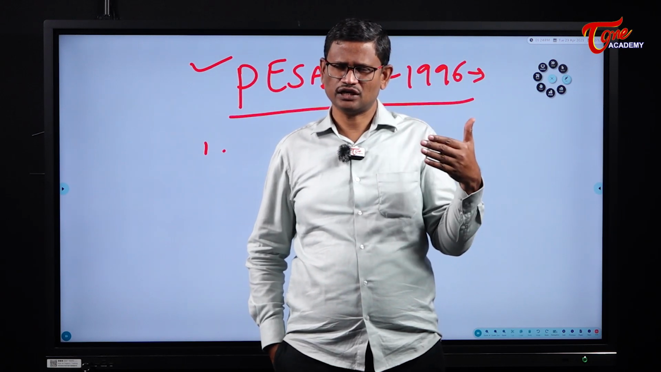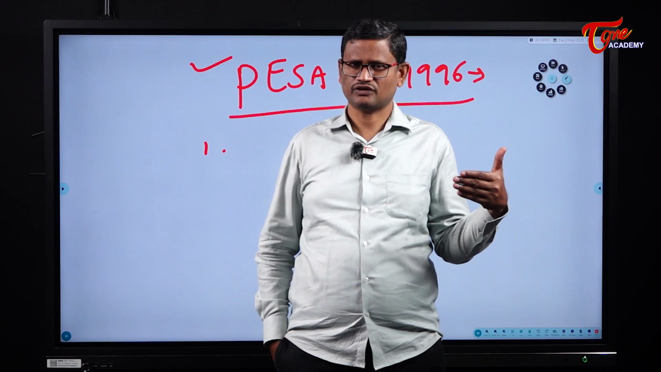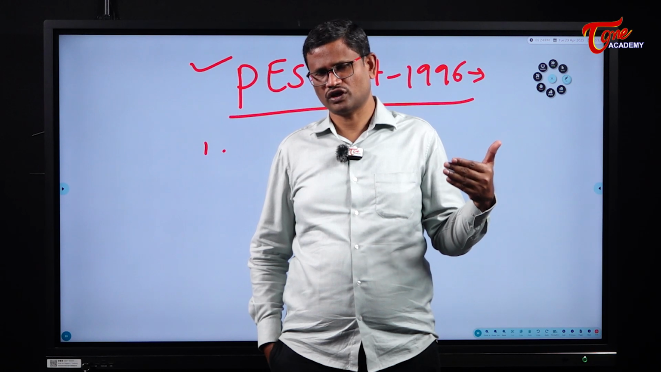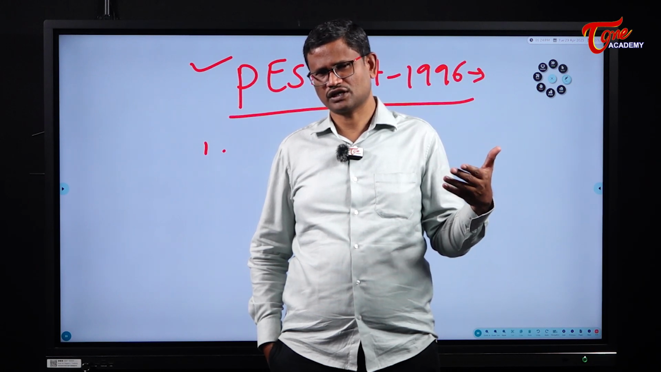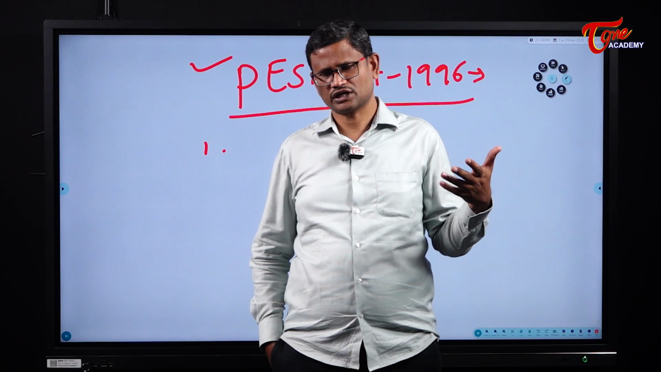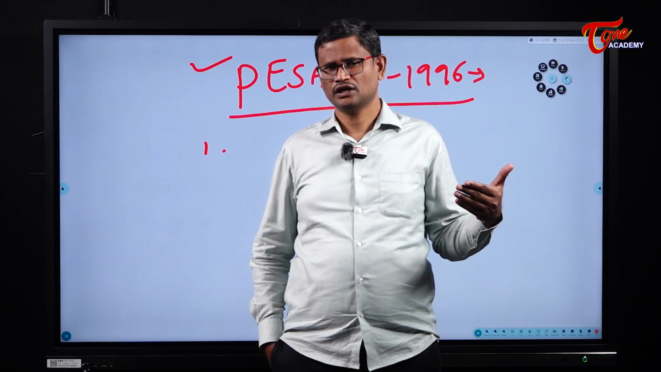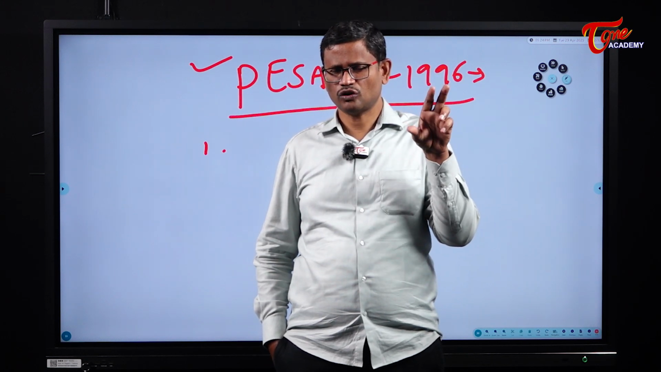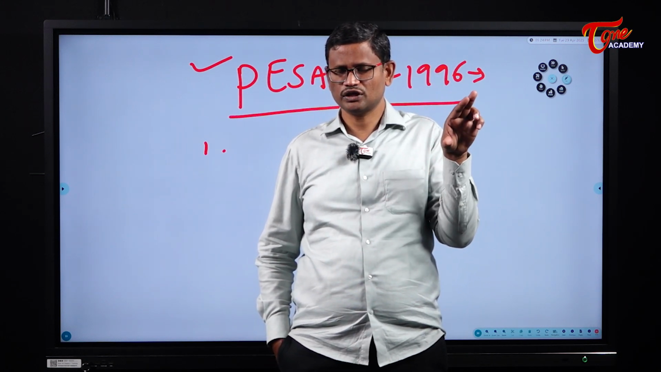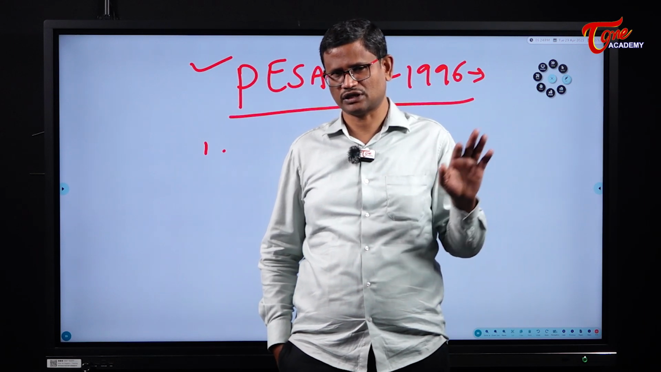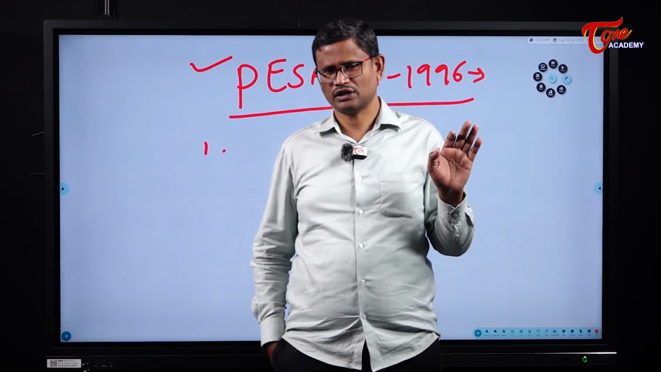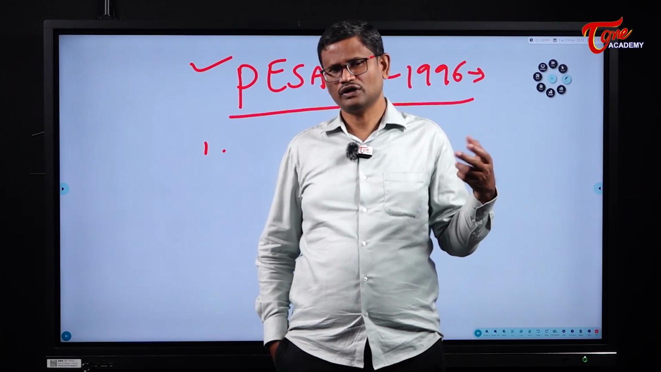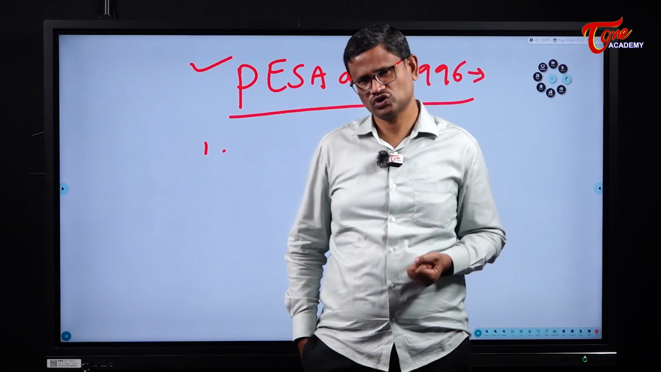And there are certain central laws which are in conflict with PESA. For example, the PESA Act recognizes ownership of the Gram Sabha over minor forest produce. But the Indian Forest Act 1927 and the Wildlife Protection Act 1972 don't recognize the ownership of the Gram Sabha over minor forest produce. So, these laws should have been amended to keep them in harmony with the PESA Act. But these laws were not amended. As a result, the PESA Act could not give anything substantial to the tribals in the 5th schedule areas.